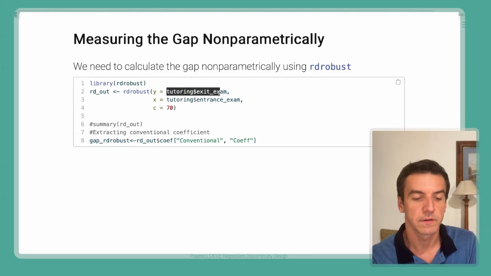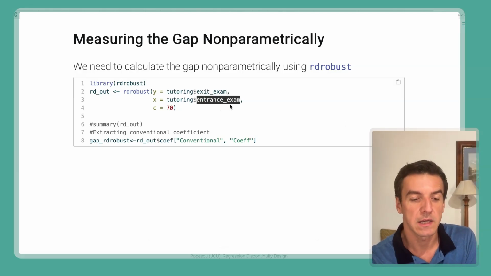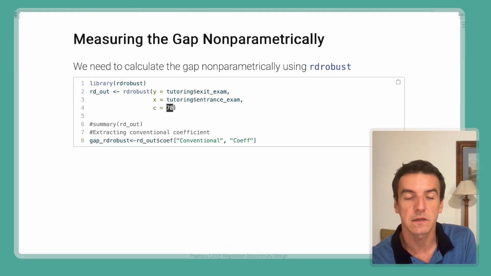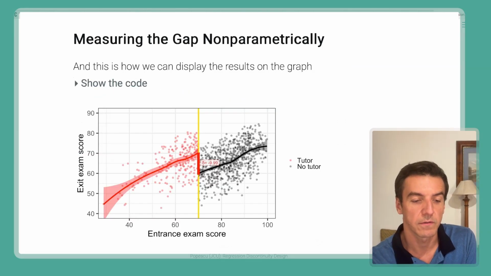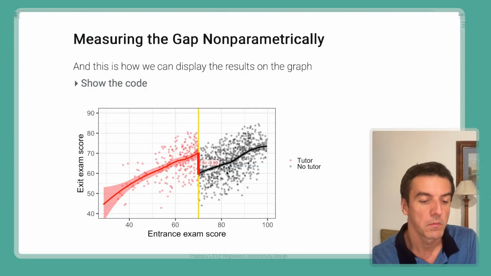We are defining our y, so this is the exit exam, so what score people got on their final exam, and then the x is the entrance exam. And we specify our threshold, which in this case, as we've argued so far, is 70. And then finally, we want to extract conventional coefficients. So this is also a smooth line that tries to indicate the difference between being in the program versus not being in the program, minus 9.99.